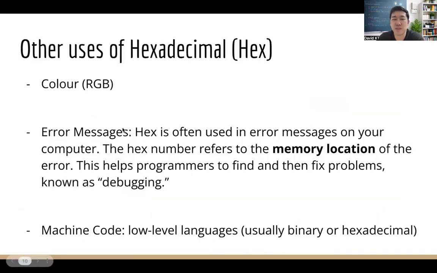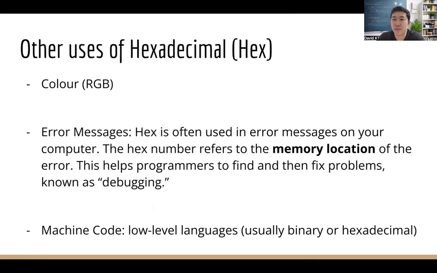So what are some other uses of hexadecimal? Well, of course we use them for color, but they're also used in error messages. Hexadecimal is often used in error messages on your computer. They tell you the memory address, so the memory location of the error, helping programmers to find and fix problems, which is known as debugging.